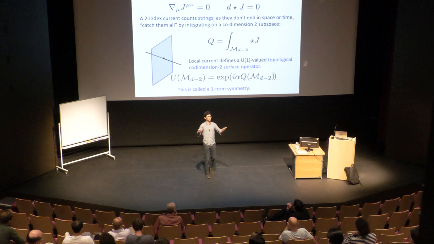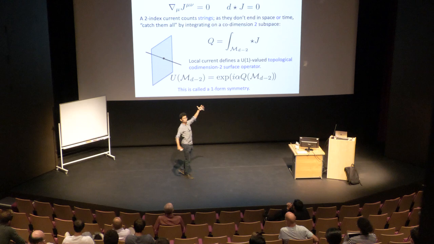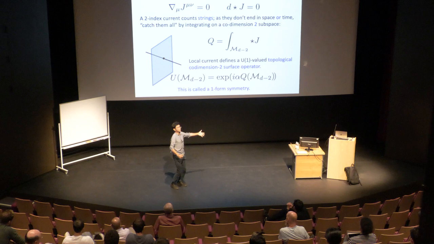Well, now because the strings can't end in space or in time, imagine if they're just poking through this giant screen. I don't have to integrate over the whole room. I can just integrate over where the strings poke through the screen. So I integrate over only a two-dimensional manifold now. And now I can pull that forward in space or bring it up in time, and I'll always get the same conserved string number. Okay?